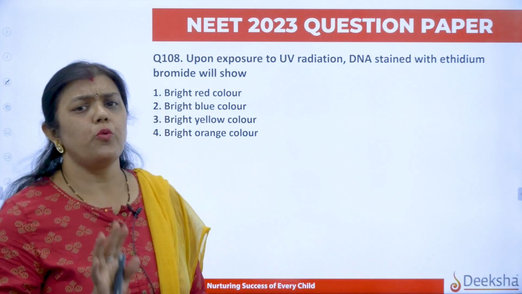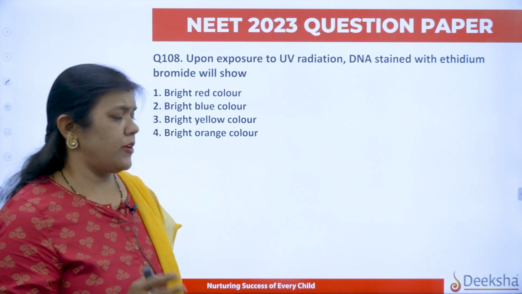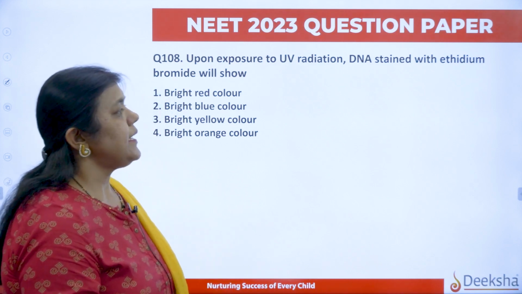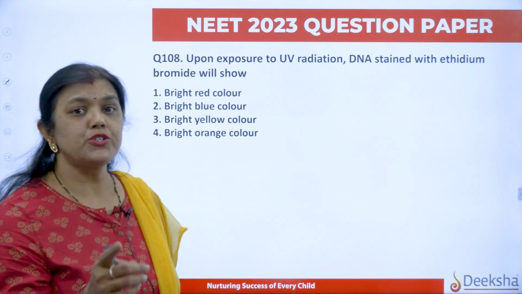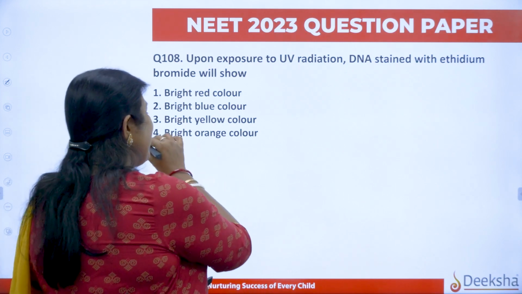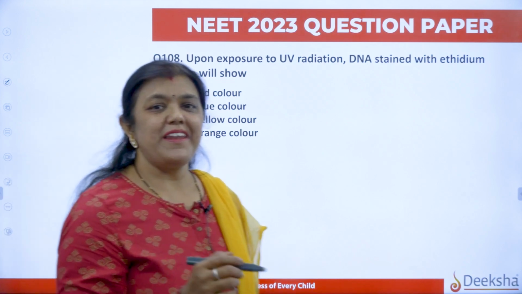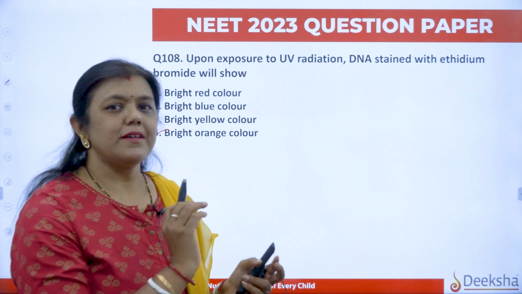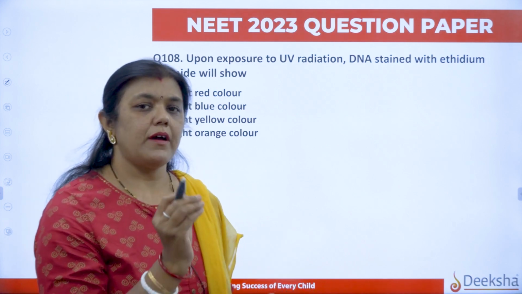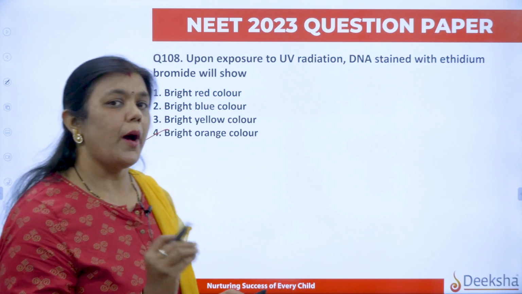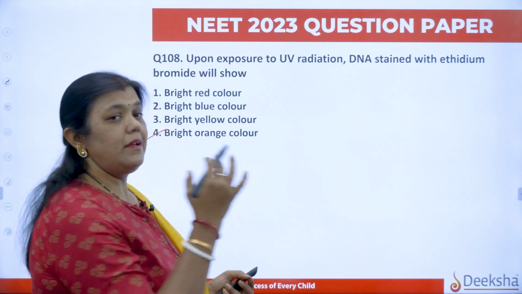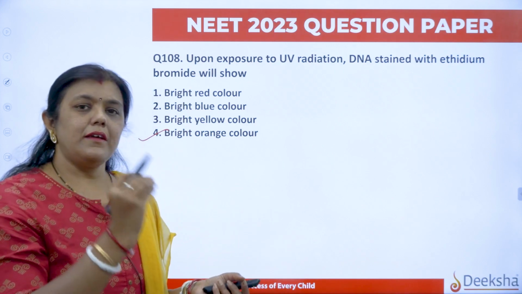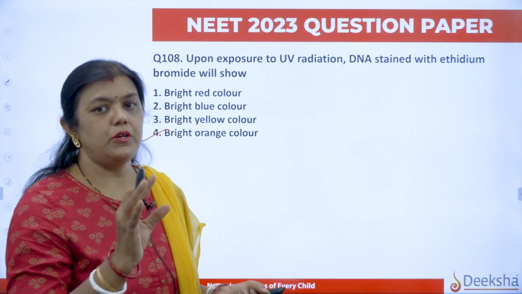Okay, this is a straightforward, easy question from the biotechnology chapters. Upon exposure to UV radiation, DNA stained with ethidium bromide will show. You know this. Again, this is bright orange color. Remaining options are given just to confuse you. This is a correct statement. When DNA is stained with ethidium bromide, it is going to appear bright orange under UV radiation. You can just input in your mind that ethidium bromide will give bright orange color to the DNA.